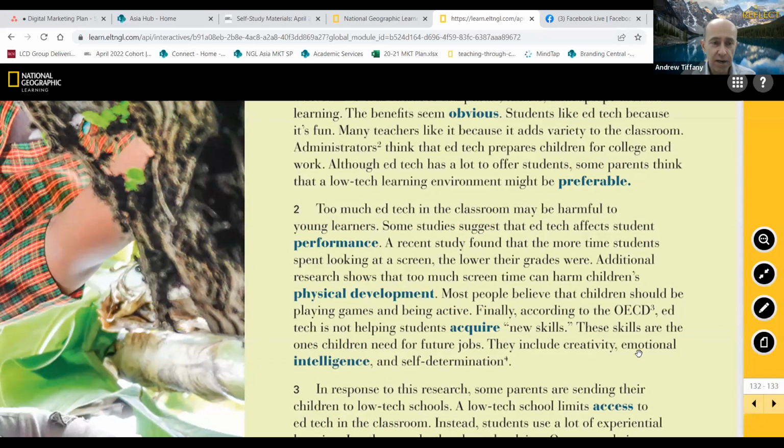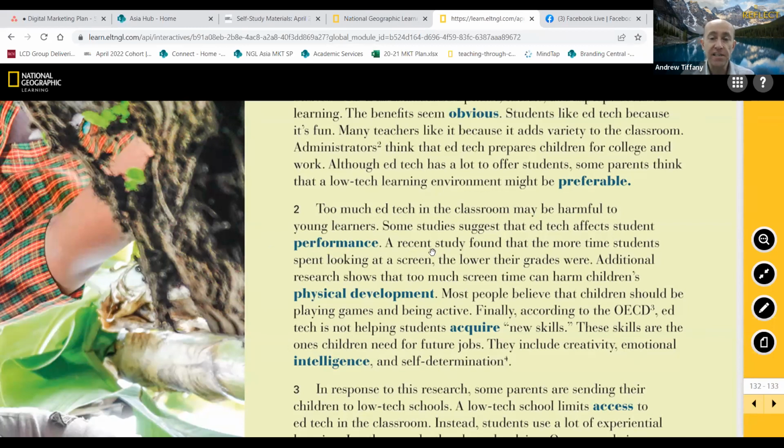Okay, so Tuifam says why EdTech is important for school children. Was that the first one or the second one, right? But I think this one here says too much EdTech may be harmful to young learners and that it affects student performance, but not in a good way, okay? So what's some of the evidence for that?